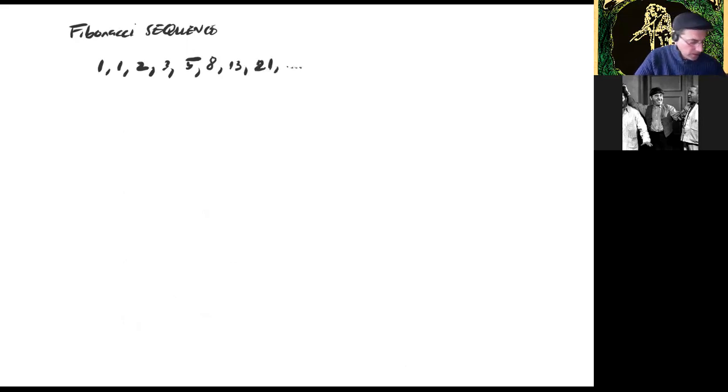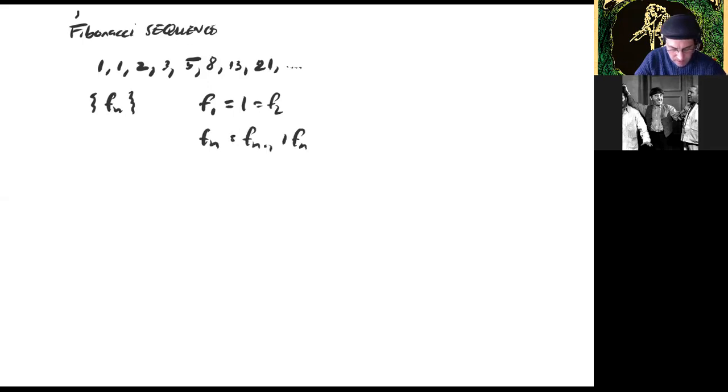Dot, dot, dot. So we can actually figure this out as a sequence in general. F sub n is the sequence given by f sub 1 equals f sub 2 equals 1, and then f sub n equals f sub n minus 1 plus f sub n minus 2 if n is at least 3. So this is actually how to figure out the sequence. Okay, so that's an example.